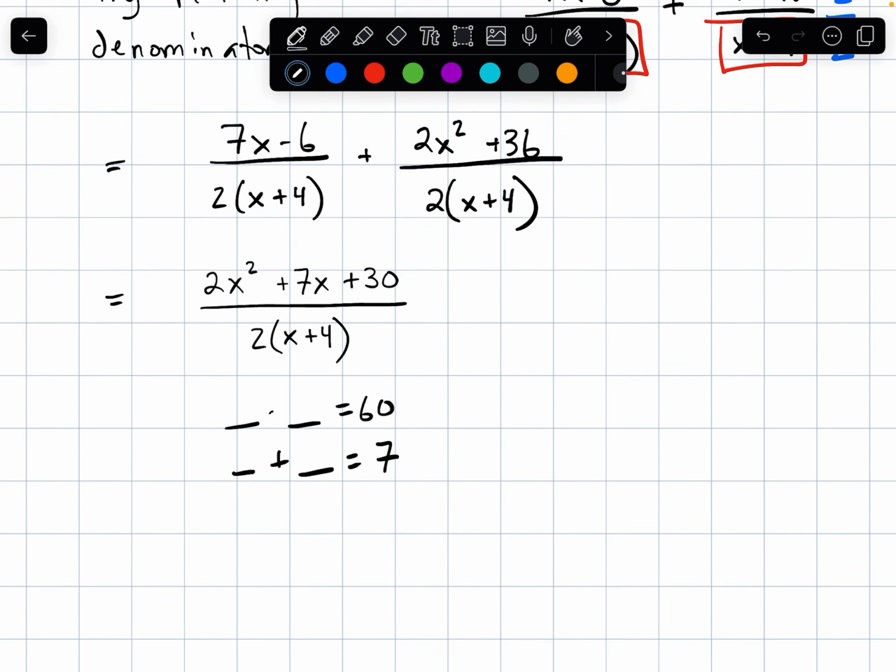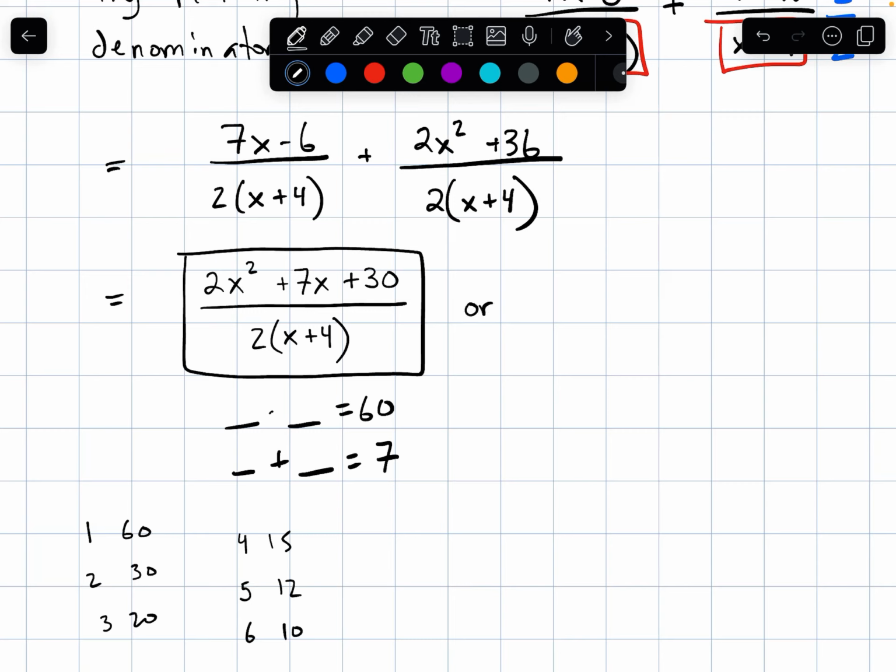And so I'm kind of going through the list. We've got 1 times 60, 2 times 30, 3 times 20, 4 times 15, 5 times 12. If it was negative, that might work out, but it's not negative, so we can't add those up to be 7. Let's see, we've got 6 and 10, and I think that's about it. So we actually cannot factor this numerator. All right, we could use the quadratic formula if we wanted to solve it, but it's not going to be factorable, and we're not going to be able to cancel out any common terms there. So because we can't factor the numerator, this is our final answer.